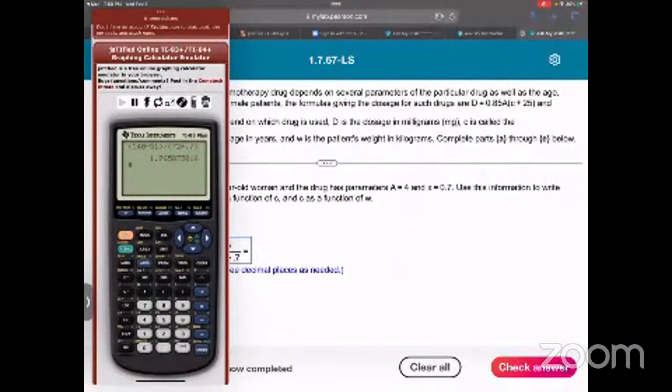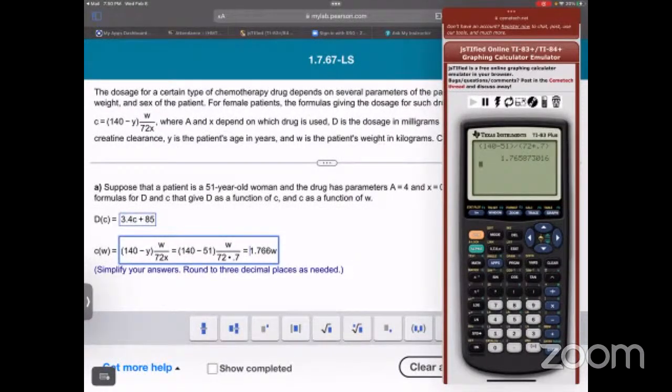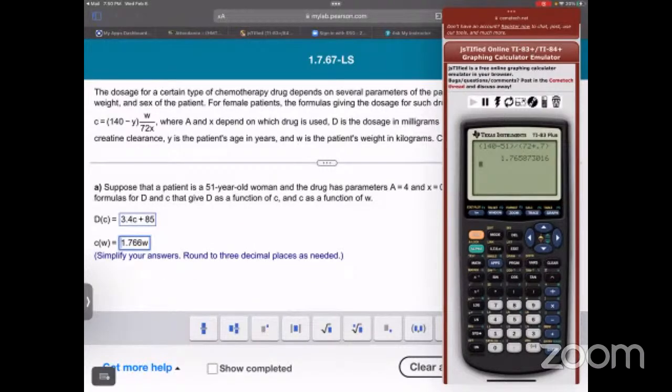Okay. So it's like we're getting 1.766 W. Before I get rid of these notes, is this okay, what we did here? Yes. Okay, let's get rid of this stuff and we're gonna cross our fingers. Because if we get it wrong, then we got to figure out what we did wrong. But notice we have the creatinine clearance in terms of W, so the W remains. We have the dosage in terms of C, so we let the C remain. Okay, we're gonna go ahead and check that result.